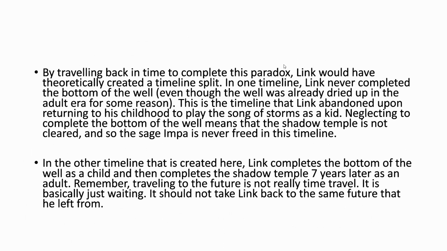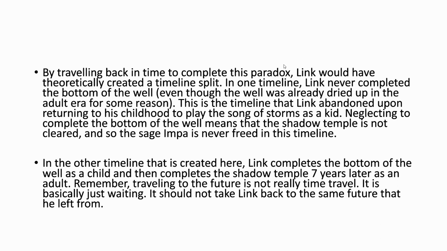So, by traveling back in time in order to complete this paradox, Link would have theoretically created a timeline split, where in one timeline, Link never completed the bottom of the well, even though the well for some reason was already dried up by the time that Link was an adult. But Link would have never completed the bottom of the well, and by extension, he would have never gotten the Lens of Truth and completed the Shadow Temple, so on and so forth in that timeline.